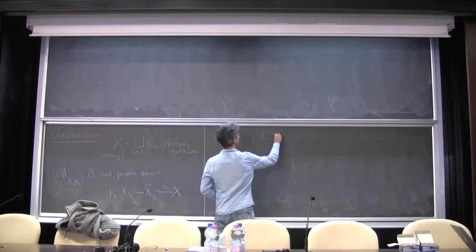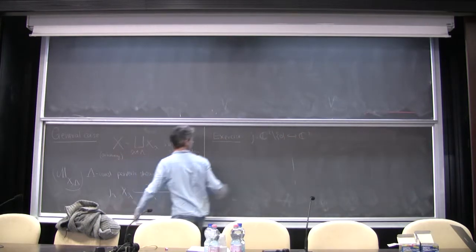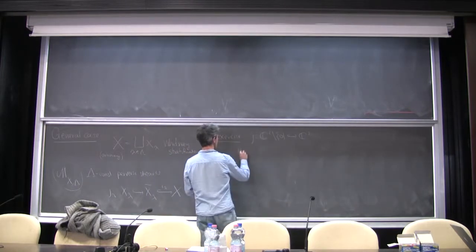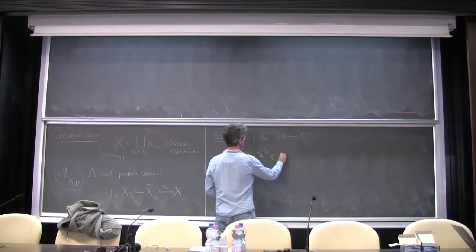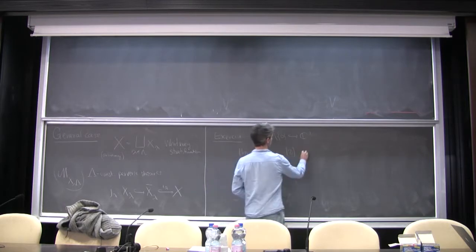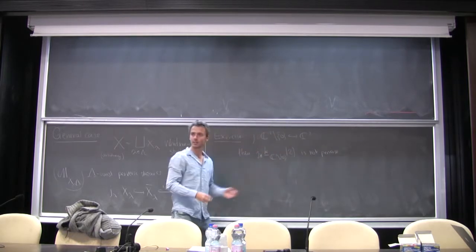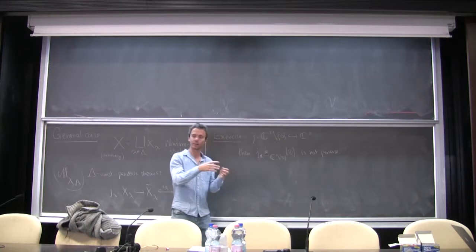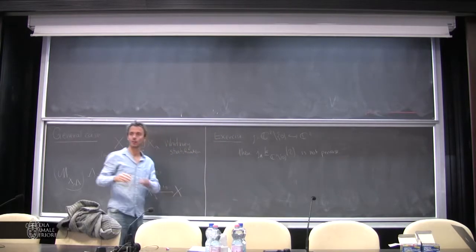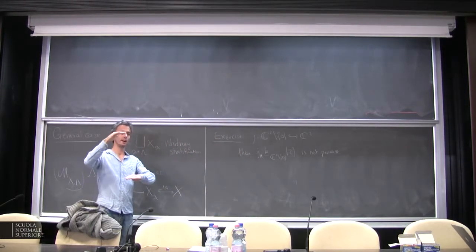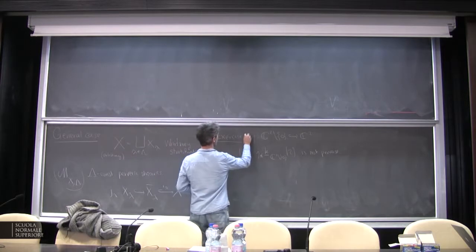If you take C² without the origin, included in C², then j lower star of the constant sheaf on C² without 0 is not perverse. If you imagine what happens when you take this direct image, what you're doing is calculating the cohomology of C² without 0, which is homotopic to the three-sphere, which has cohomology groups in degree minus 2 and 1. And that 1 is forbidden. So that's the first exercise.